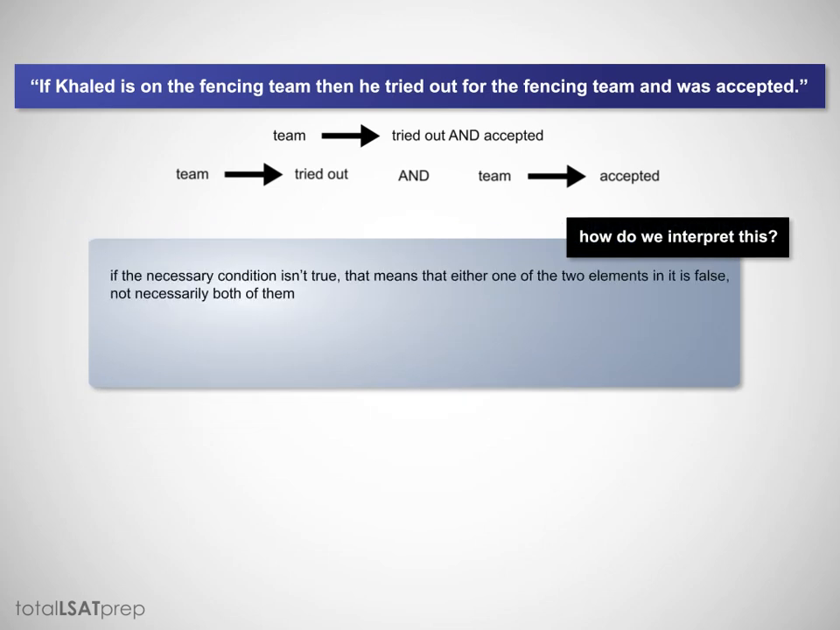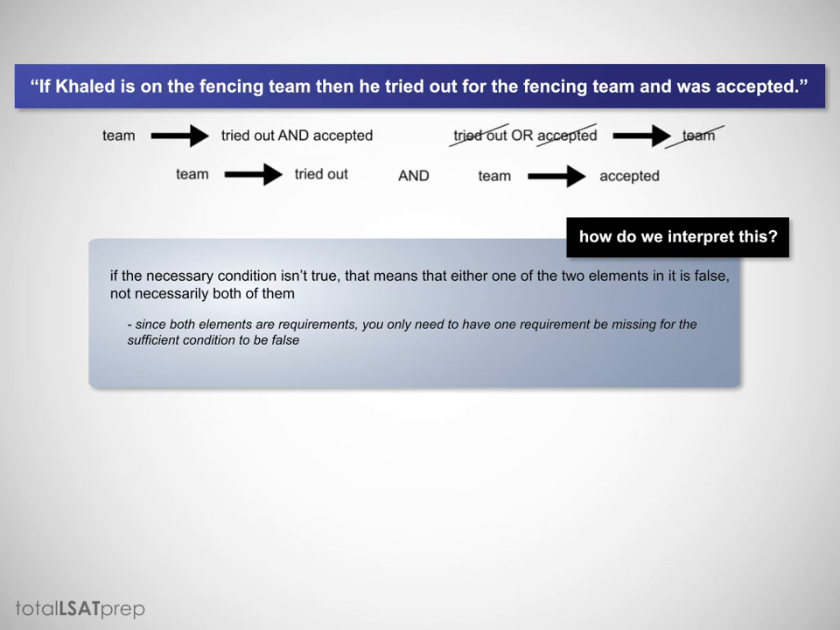Now, if the necessary condition isn't true, that means that either one of the two elements in it is false, but not necessarily both of them. So since both elements are requirements, you only need to have one requirement missing for the sufficient condition to be false. That's why in our contrapositive here, the and becomes an or when we negate the necessary condition and put it in the sufficient condition spot.